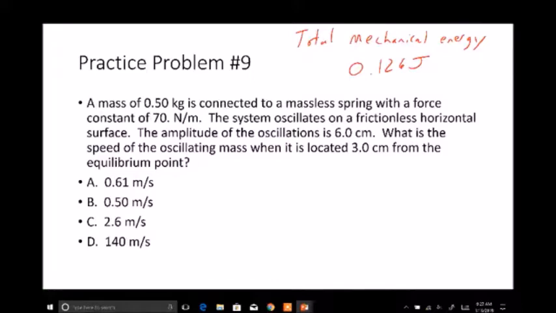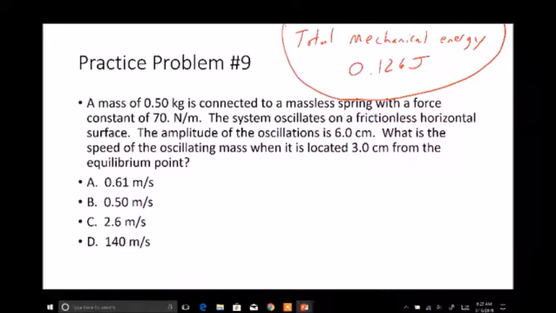Now, some of you would be tempted to take that total mechanical energy that we calculated, halve it, and set that equal to the kinetic energy equation, 1/2 mv squared. But we can't do that because the spring constant varies with the displacement. So this oscillator is not uniformly accelerating. So here's how we would work a problem like this.